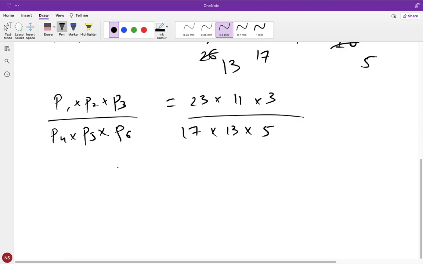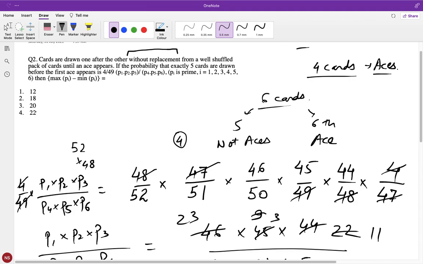I don't need to know the values. 23 is the maximum out of all the p's and 3 is the minimum. So the answer should be 20. Okay, let us move on to the next problem.